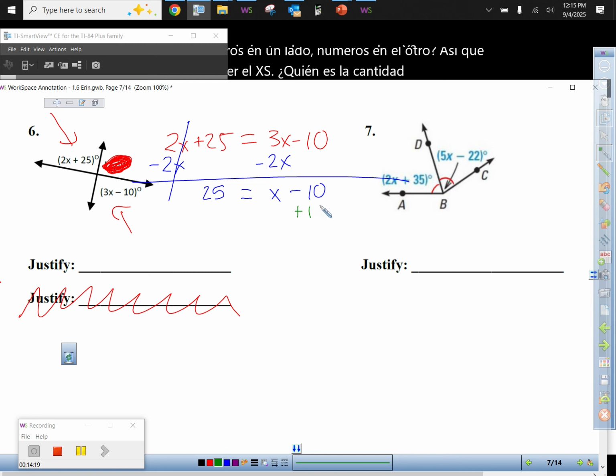But what I was trying to say is I do not want you to subtract 2x and add 10 all in one move, right? You've got two separate moves there. Move the 2x, bring stuff down, add the 10 over. So 35 equals x. See if you can justify that knowing that those were vertical angles. What's your justification behind that?